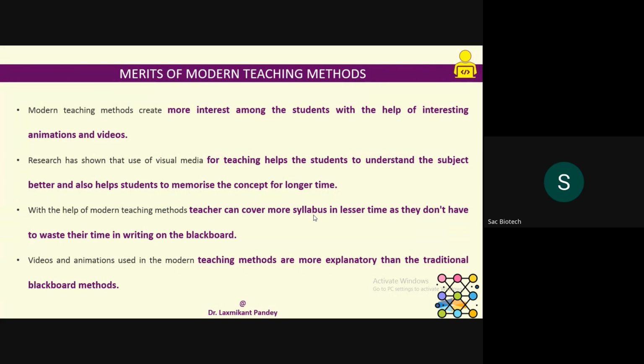complete your syllabus. So if the teacher is using the modern teaching methods or the gadgets, he can cover or finish his syllabus in the given time. So that's why it's very important. It is one of the merits of the modern teaching method. And if we are using videos and animation in the modern teaching methods, these are very much self-explanatory compared to the traditional teaching method. So it's a very good merit of the modern teaching methods. Please change the slide.